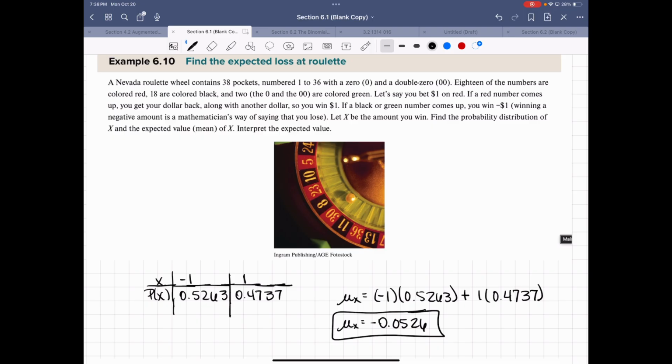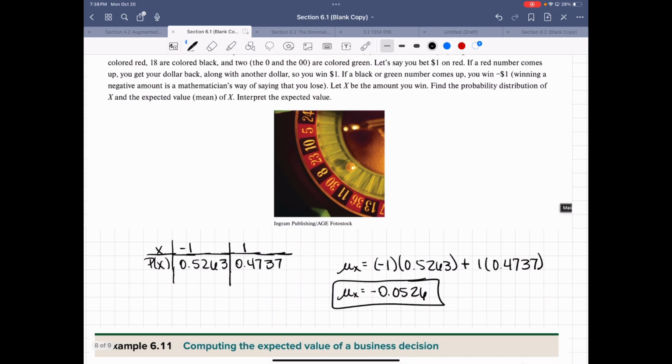Find the probability distribution of X and the expected value mean of X. Interpret the expected value. So the first thing I did is I took X. What's the probability that's going to happen? You're either going to lose $1 or you're going to win $1. There's no 0. Okay? You either lose that $1 because you made that bet and you don't win, or you make the bet, you win, and they give you your $1 and another $1 back. So there's no zeroing out. Okay? It's either you lose one or you gain one. Okay, so that's where the X's come from of -1 and 1.